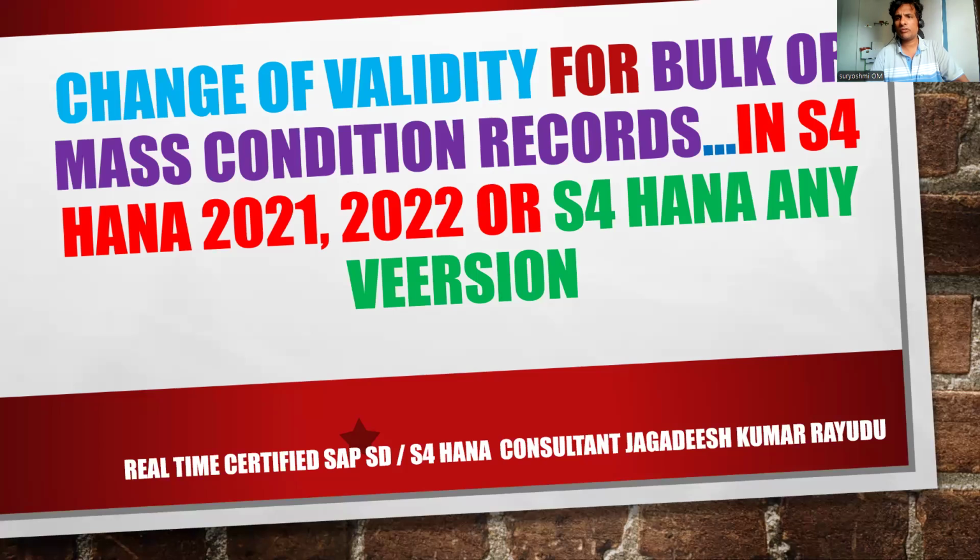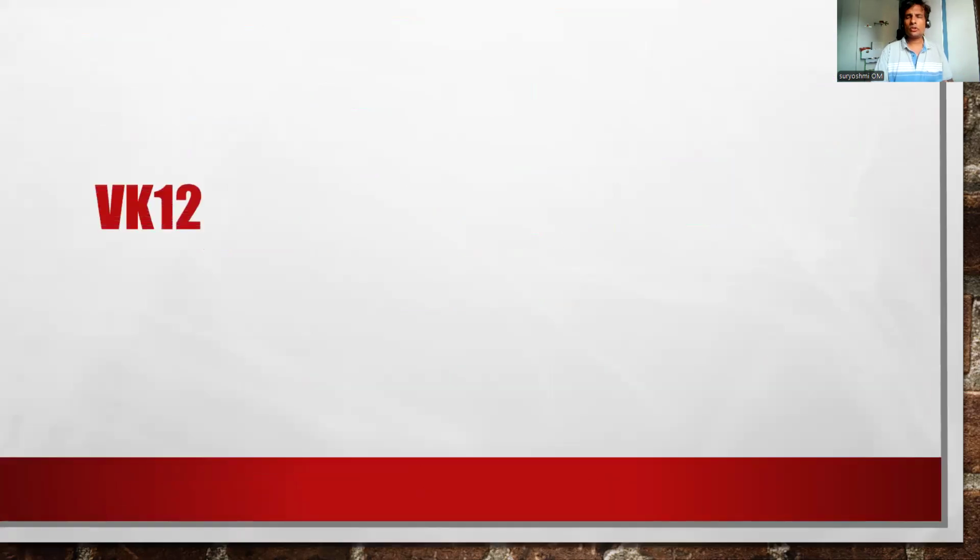Another important tip: change of validity for bulk or mass condition records in S4 HANA or ECC, wherever you take. Okay. So you have two methods. One method is through VK12 and the second one is LSMW. LSMW for condition record, how to maintain it, I have already explained. Probably you can give it a try.